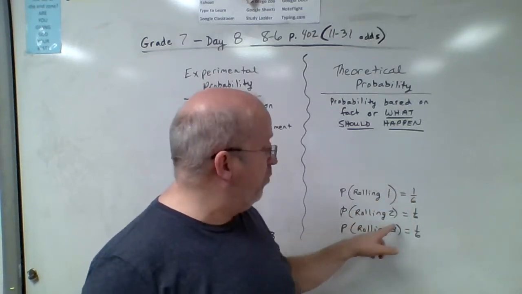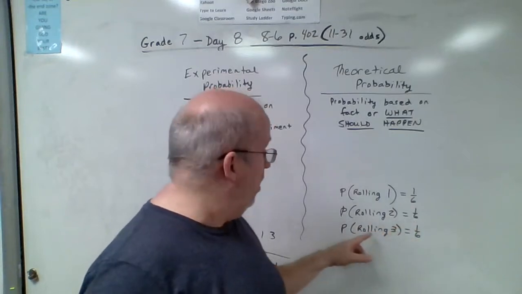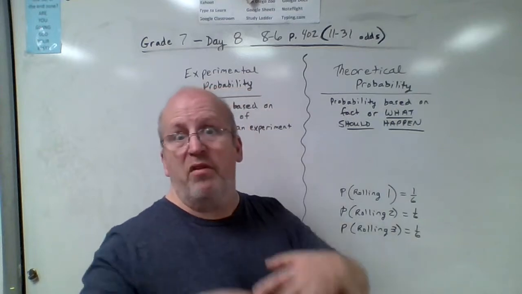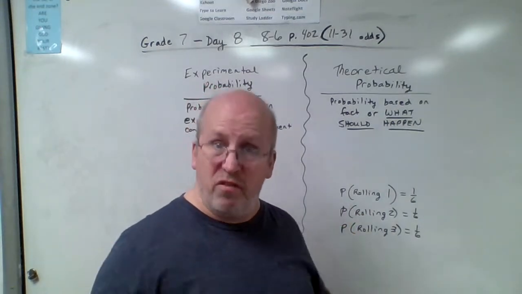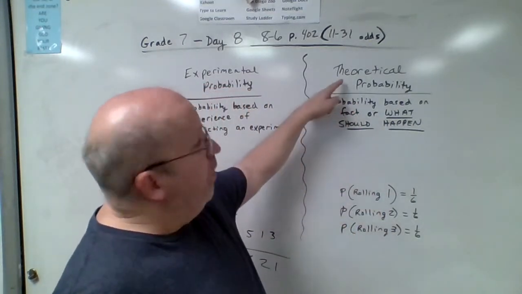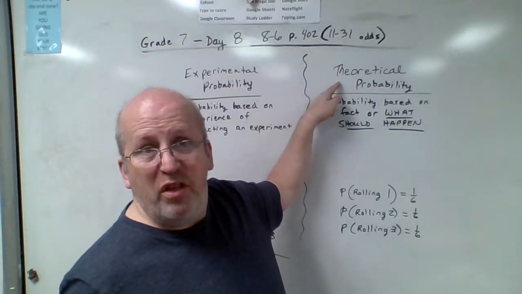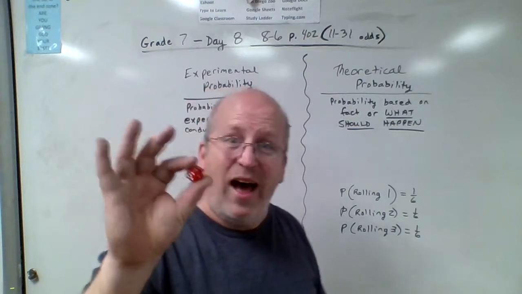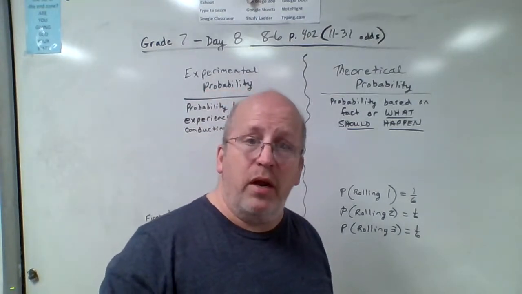Likewise, the probability of rolling a 2 is 1 out of 6. The probability of rolling a 3, 1 out of 6. The probability of rolling a 4, 1 out of 6, and so on. What we've been talking about so far is theoretical probability. What you expect to happen with this die is the theoretical probability.